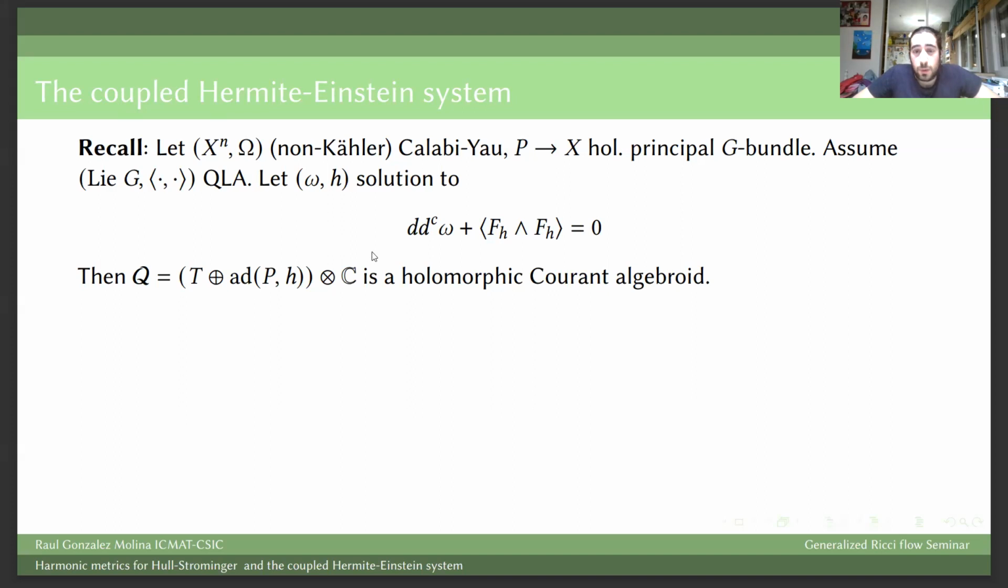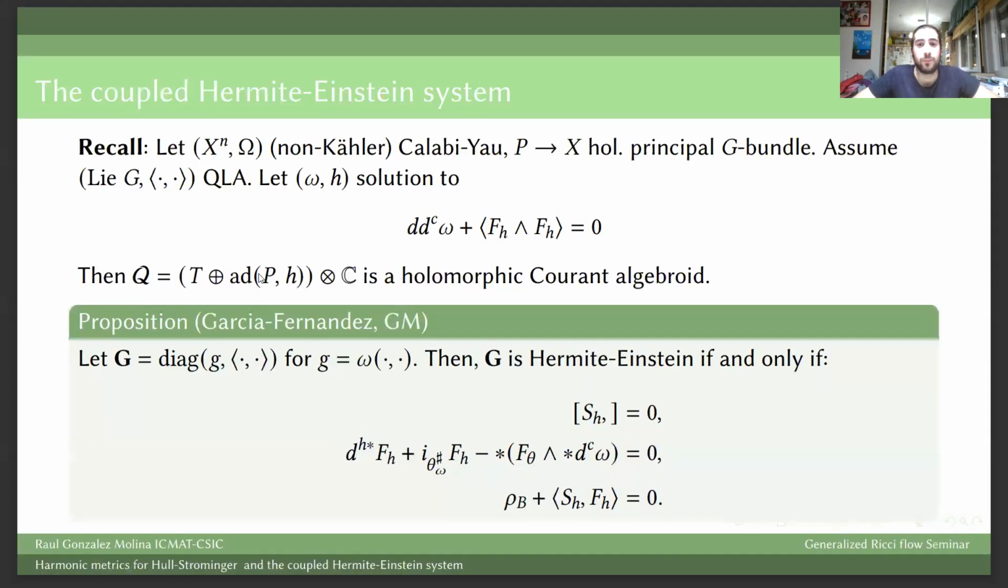And now we have this Bianchi identity, a solution to which gives me a holomorphic current algebra. I told you that if this solution to the Bianchi identity was a solution to the full Strominger system, then I have a Hermite-Einstein metric. But this is actually not necessary. It is just sufficient, but the exact conditions that have to hold are in the following proposition. So I'm going to speak a bit of these equations, and I have to give you what the notation stands for, just to tell you that the Hull-Strominger system is stronger than having a Hermite-Einstein metric on the current algebra.